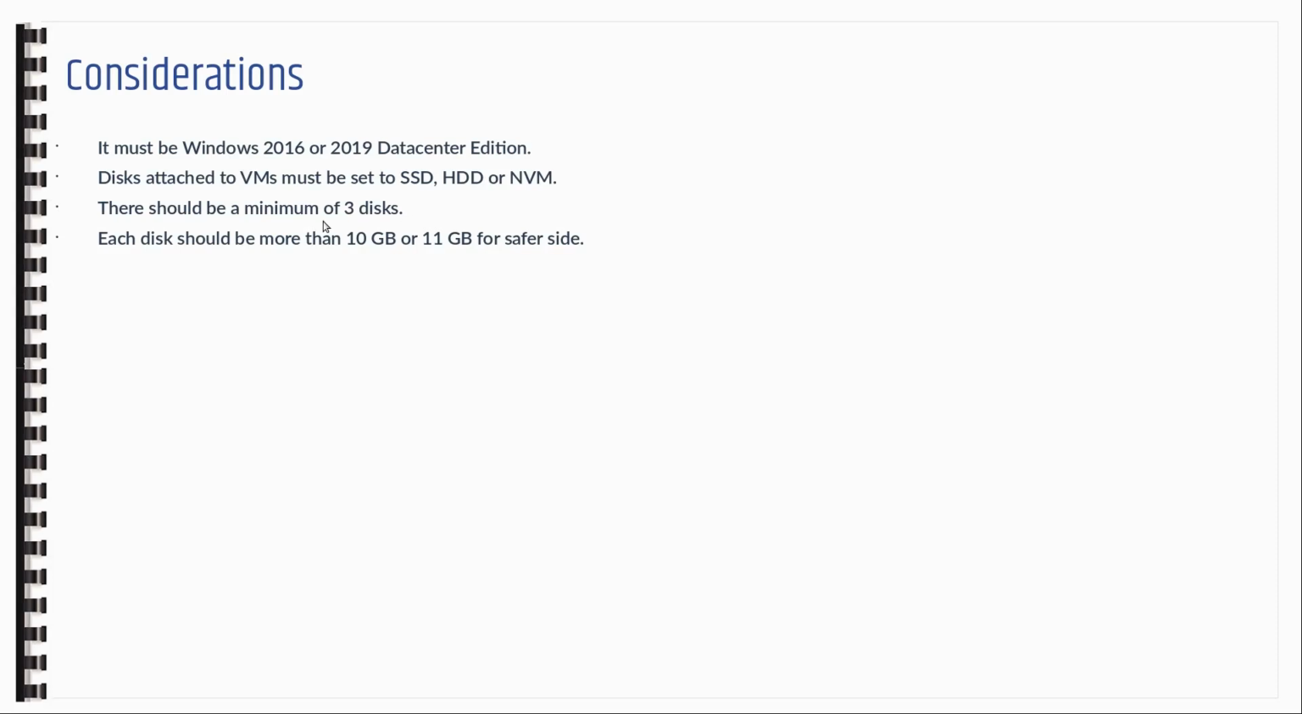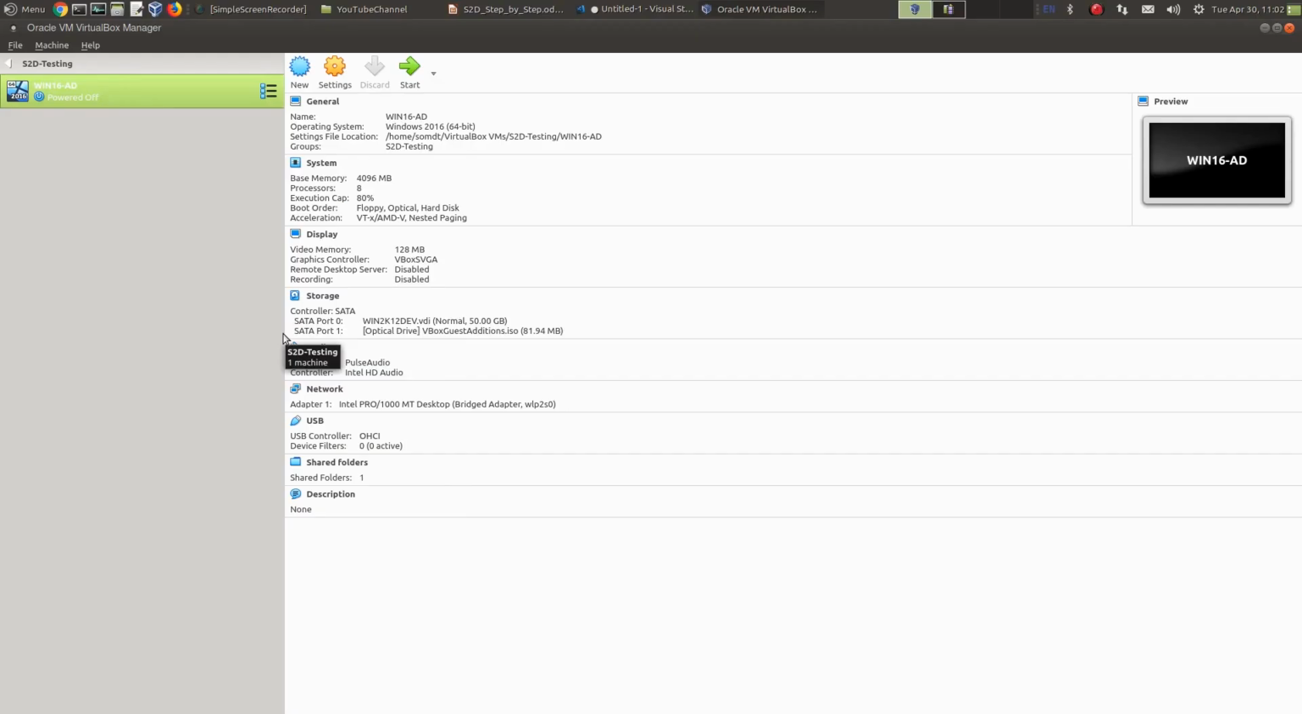The next consideration is that you have to use a minimum of 3 disks. If you're using 2 disks, it will not work, and you can have 3 or more than 3 disks for your purpose. Each disk should have a minimum of 10 gigs, so if you set 5 gigs or lesser than 10 gigs, it will not work. So for this demonstration, I'll be using one of the virtual machines that is acting as a domain controller and a DNS as well. So this is already installed with abc.com.